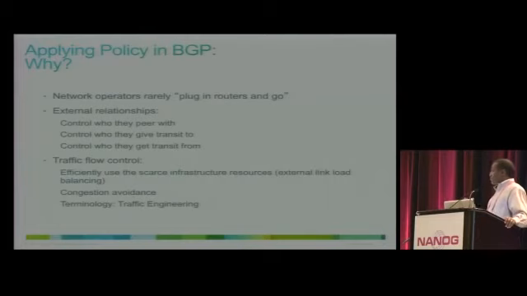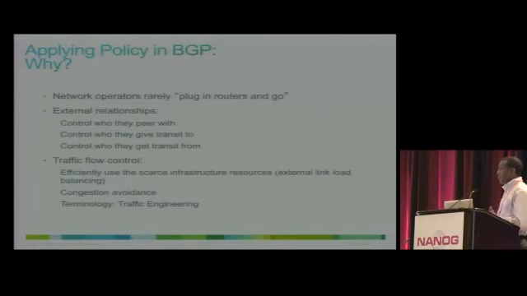So you want to control who you peer with, which means with the service providers that you are peering with, you only advertise your own routes. You don't advertise somebody else's routes. You also select who to receive transit from, or to become transit to somebody else.